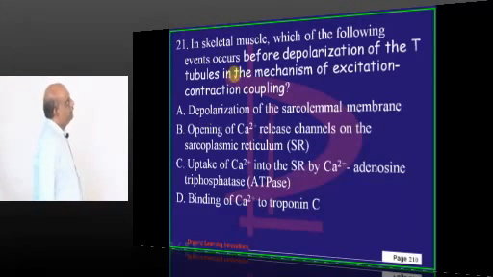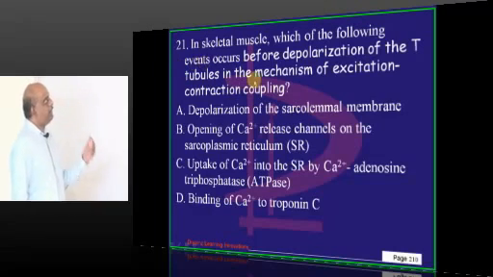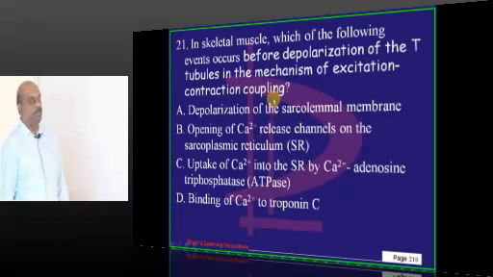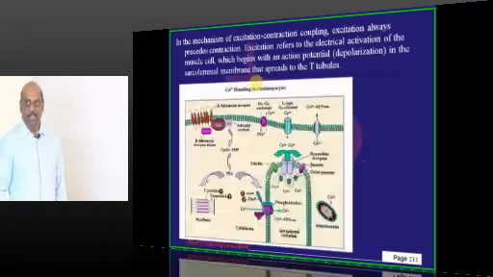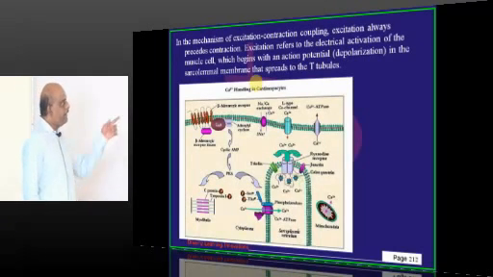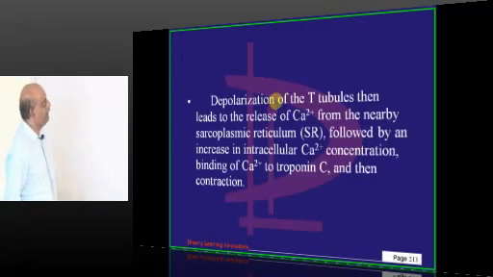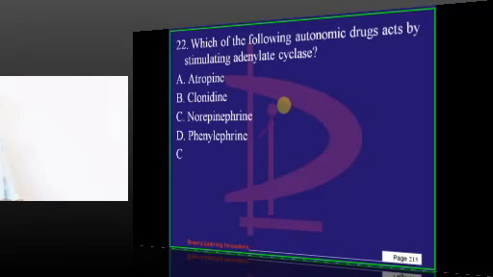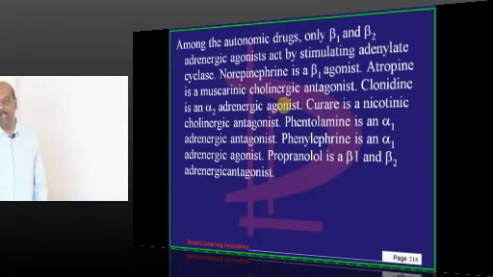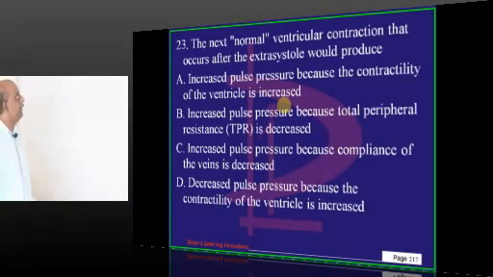In the skeletal muscle, before depolarization of the T tubule, what is the important event that occurs? First, depolarization of the sarcolemmal membrane occurs, right? And that in turn will initiate a cascade of events. Then adenylate cyclase is stimulated and cyclic AMP is produced. That is the mechanism of norepinephrine.